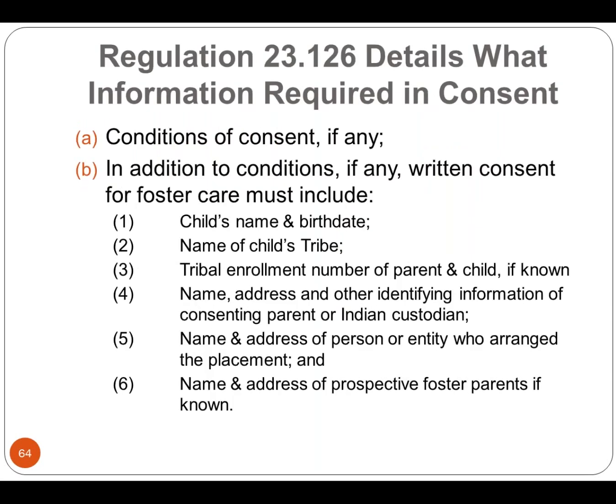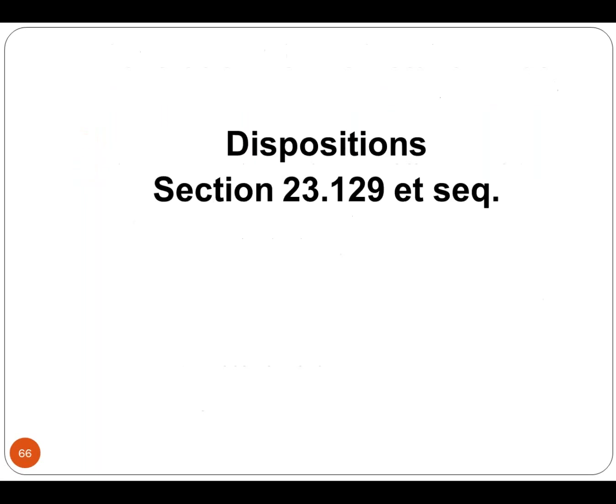So, what information is required in the consent? Well, the conditions, if any, and then the child's name and date of birth, the name of the child's tribe, the child's enrollment number, the parent's enrollment number, if known, the name and address and other identifying information of the consenting parent or Indian custodian, the name and address of the person or entity who arranged the placement, and the name and address of the prospective foster parents, if known.